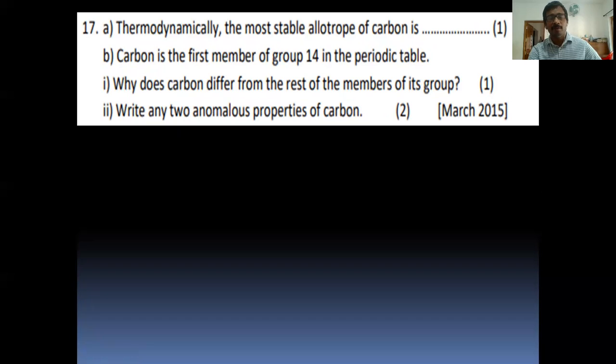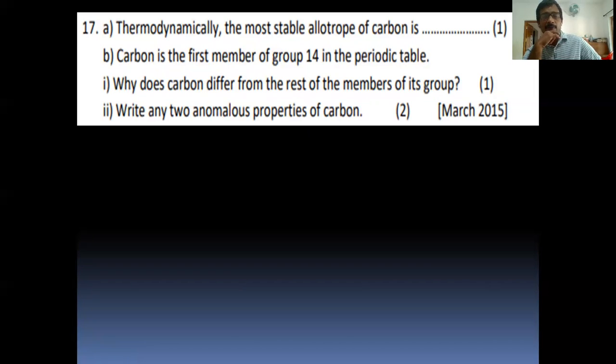Thermodynamically, the most stable allotrope of carbon is graphite. Carbon is the first member of group 14 in the periodic table. Why does carbon differ from the rest of the members of its group? Already we discussed 4 reasons. Which are the 4 reasons? First, small size, high electronegativity, high ionization enthalpy, and absence of d orbitals.